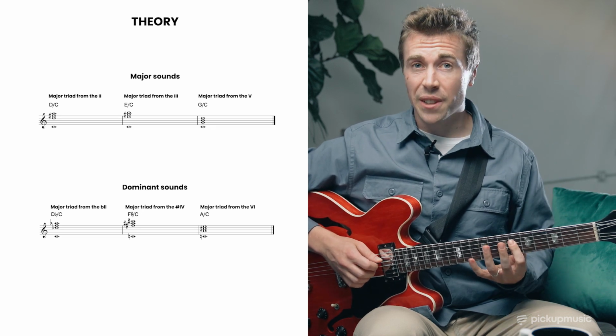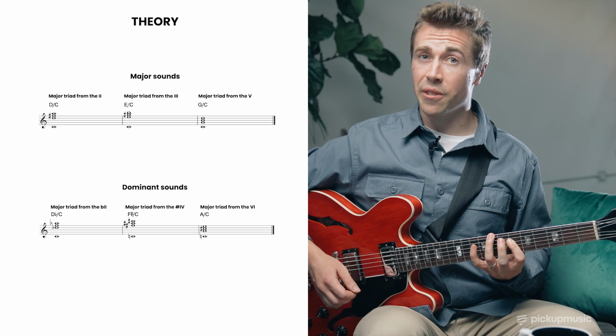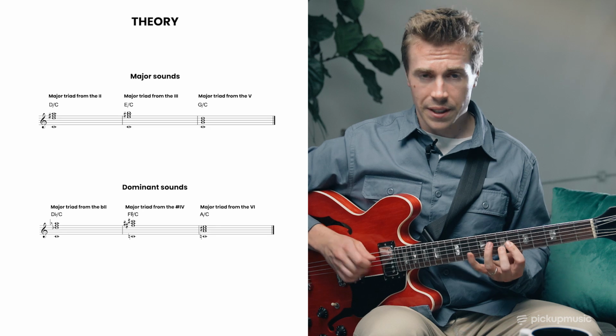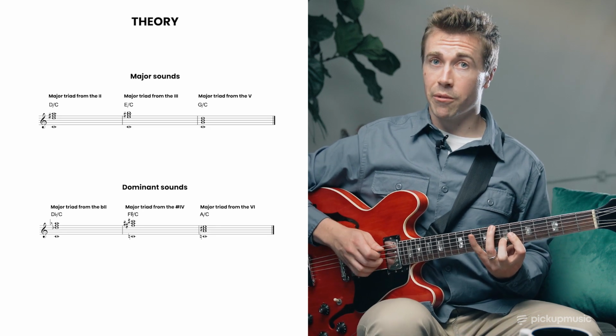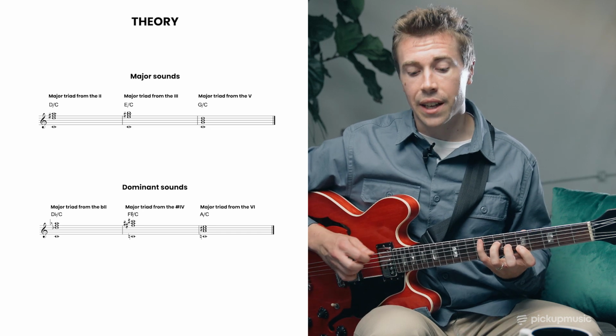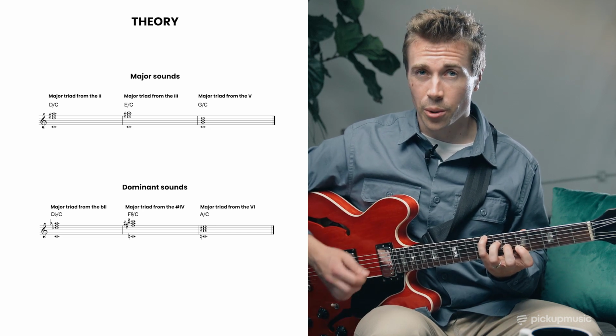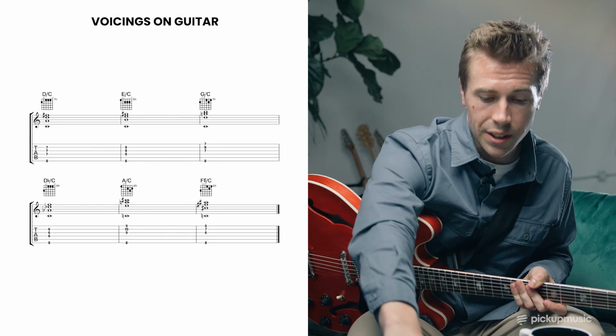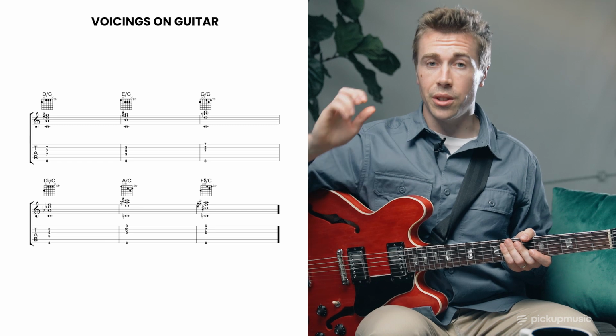So now let's do the dominant sounds. If you did a D flat, a triad from the flat 2, you get a dominant sound. If you did an F sharp, a triad from the sharp 4, you get a dominant sound. And if you did an A, a triad from the 6, you also get a dominant sound. So let's learn some specific voicings on guitar, and I'll show you how you could use them.